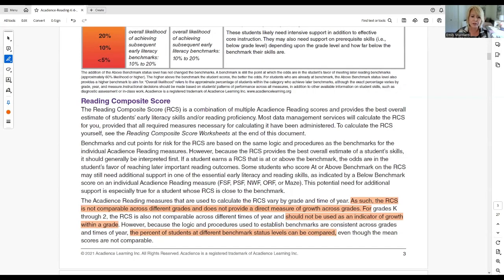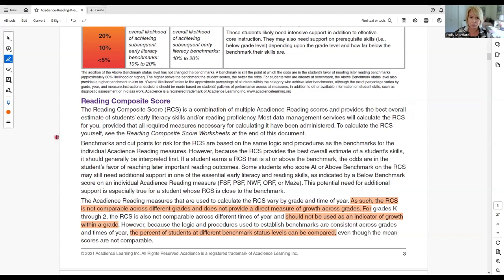Okay, so here I have pulled up a document. This is the Acadience reading document. I'm going to link it down below. Again, it's straight from their website. And it talks about the reading composite score. The reading composite score is a combination of multiple Acadience reading scores and provides the best overall estimate of the student's early literacy skills and reading proficiency.